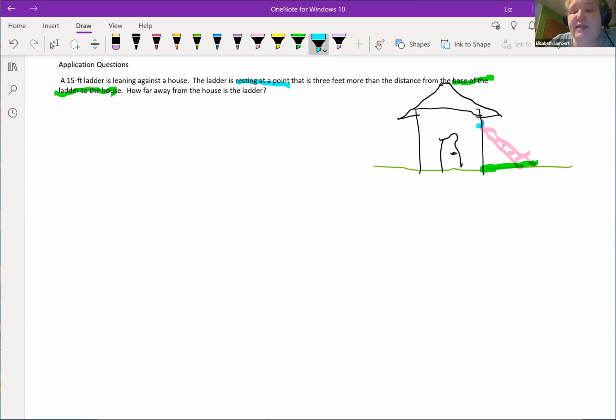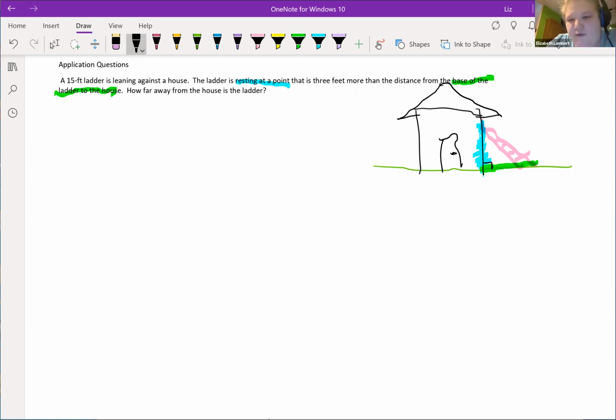So the ladder is resting at a point that is 3 feet more than the distance from the base of the ladder to the house. So I believe, and I should have been a little more explicit, though I think I copied this from the book, but the ladder is resting at a point a certain distance up, and that distance is 3 feet more than the horizontal distance. All right, so houses in math land always meet in a right angle.